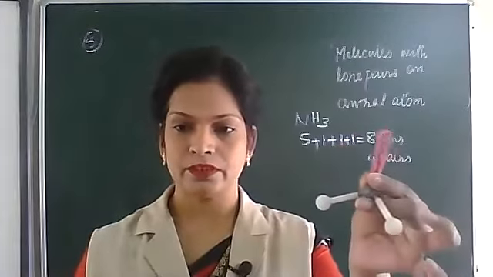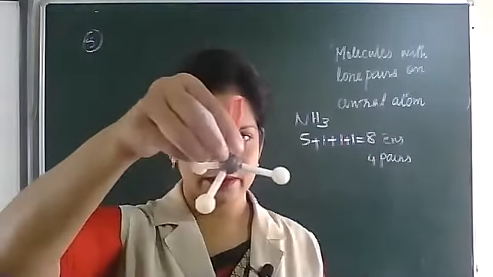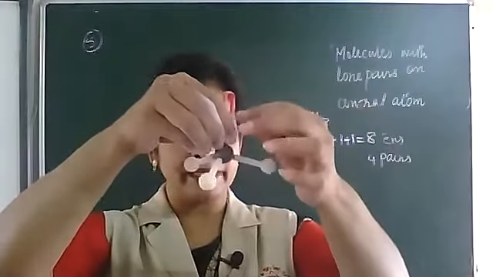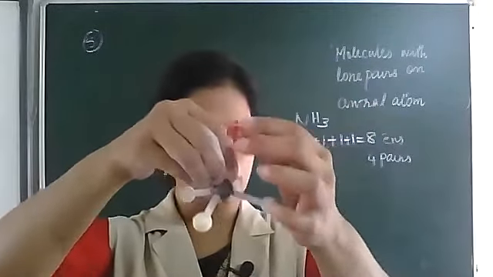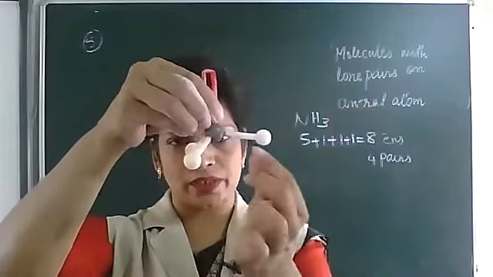This way. This is the lone pair. You can see like this. So here there is a lone pair. That lone pair will be repelling this bond pair. Lone pair bond pair repulsion. So this bond angle shrinks.